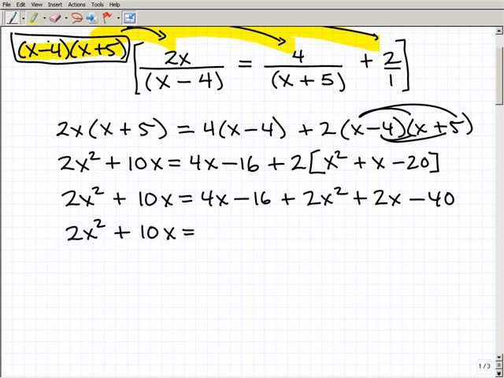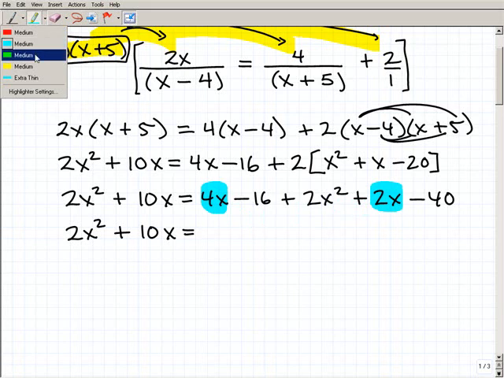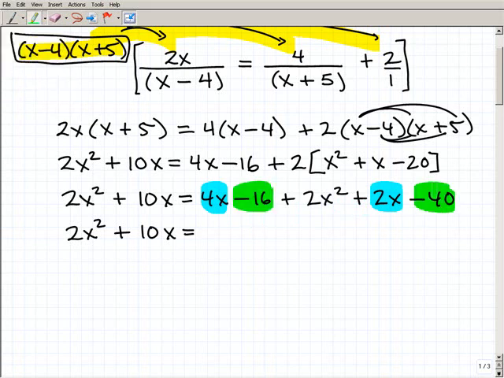My next thing that I want to do is look for like terms over here. So I have a 4x and I have a 2x, and then I can also combine these numbers. I have a negative 16 and negative 40. And if you look at the 2x squareds over here, I have 2x squared and 2x squared. When I subtract 2x squared from both sides, they're going to go away. But we'll handle that in a second. So let's just go ahead and do our 4x and 2x. That'll be 6x, and I'll put my 2x squared here. And then minus 16 and a minus 40 is going to be a negative 56 over here.